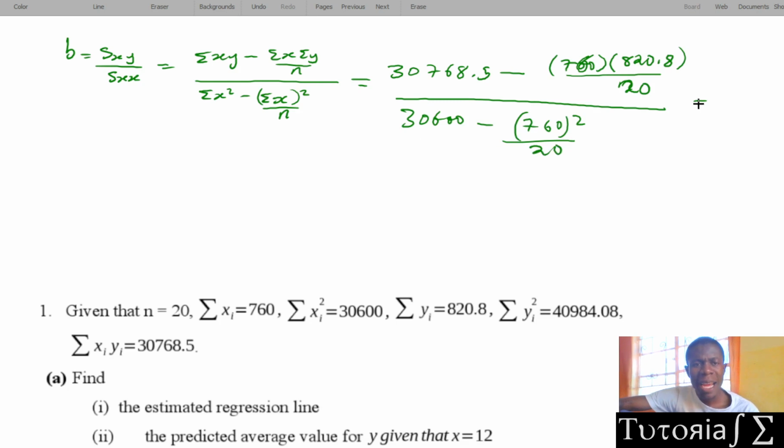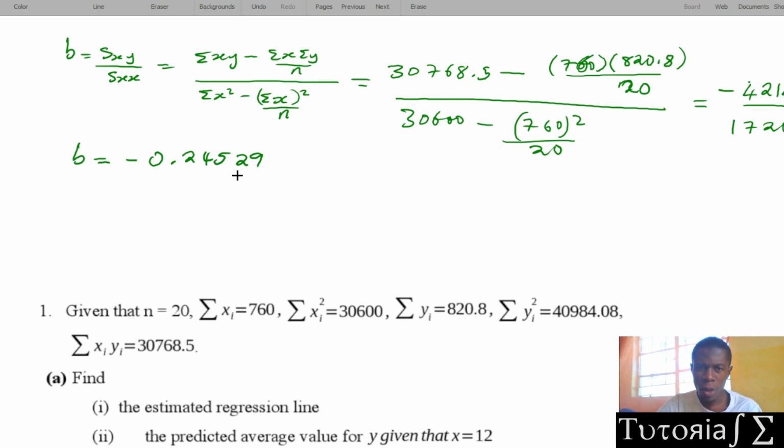So simplifying everything, we get our b to be equal to. When we simplify the numerator, we're going to have that. And when we simplify the denominator, we're going to have that. So simplifying everything, we are going to have b approximately equal to that. So that is basically what b will be.